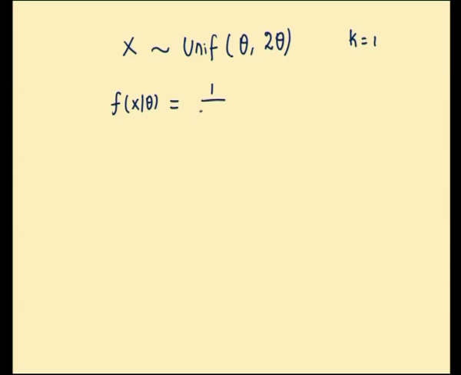Let me take another distribution from a continuous family. X follows uniform, and I will write a little more detail: theta comma 2 theta. Without explaining, this theta is a parameter, only one parameter, so k equal to 1. If you look at this PDF, we have 1 by b minus a, so 1 by 2 theta minus theta, or it is 1 by theta as long as x varies from theta to 2 theta, and 0 elsewhere.